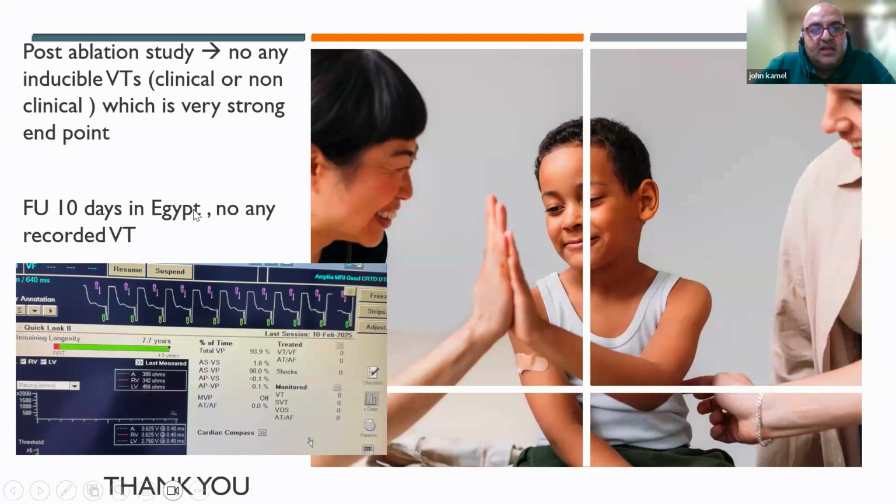Follow-up at 10 days in Egypt: no recorded VT by the Medtronic CRT-D, and thank you.